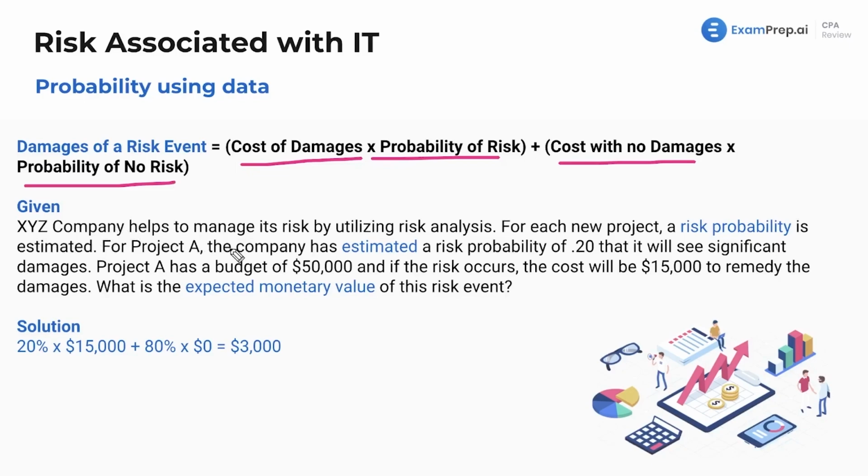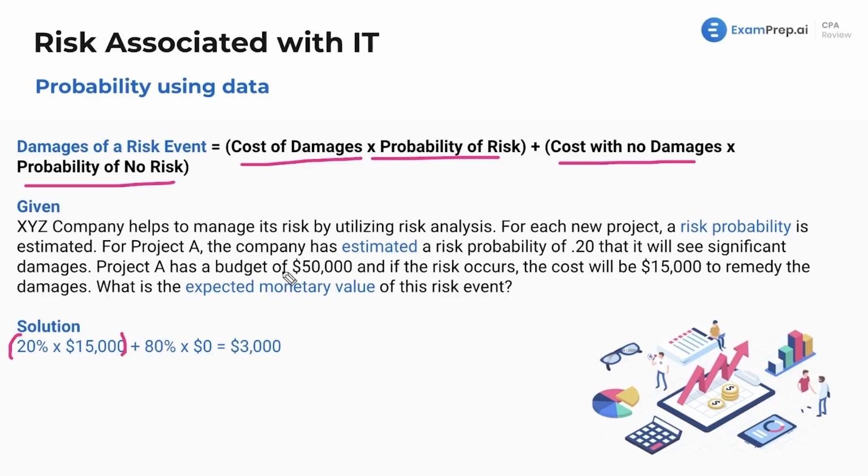XYZ company helps to manage its risk by utilizing risk analysis. Good for you, XYZ company. For each new project, a risk probability is estimated. For project A, the company has estimated a risk probability of 20% or 0.2 that it will see significant damages. So you see right here, starting to fill out the formula, classic plug and chug. So 20% is the probability of the risk.